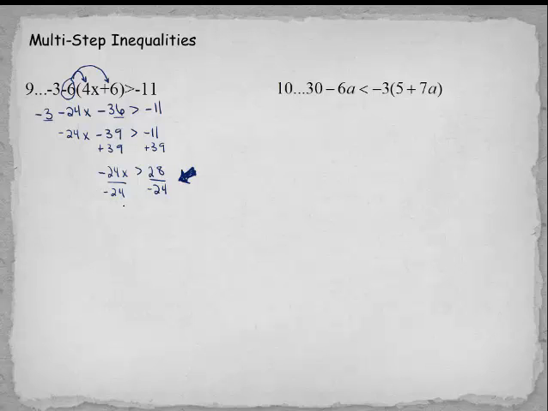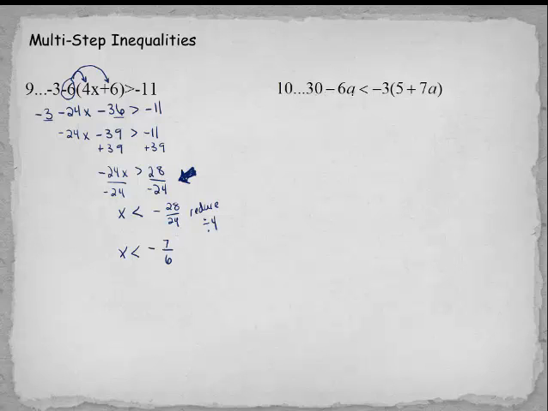So that tells me that x is going to be less than, okay, 28 and 24 don't divide evenly, but I can reduce. 28 and 24 will both divide by 4, giving me 7 over 6. So I divided both by 4.